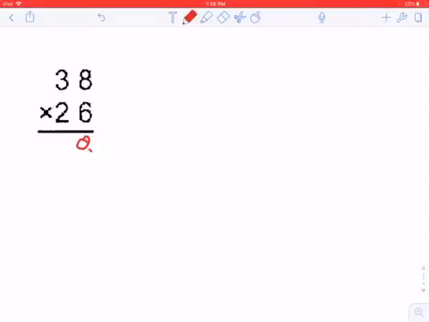6 times 8 is 48. Carry the 4 to the tens place. 48, 4 goes in the tens place. Then we're going to do 6 times 3. We have to multiply this number by every digit on the top. 6 times 3 is 18, plus 4 is 22. Right? Now I'm going to clean house here. Oops, I uncovered my decimal. It's okay, we'll just ignore it.